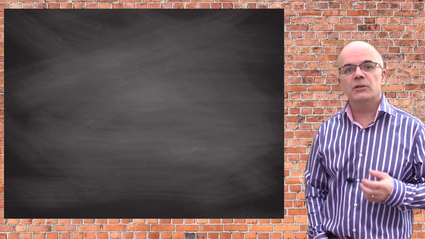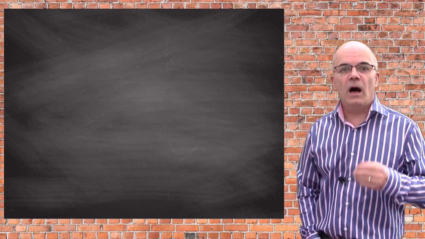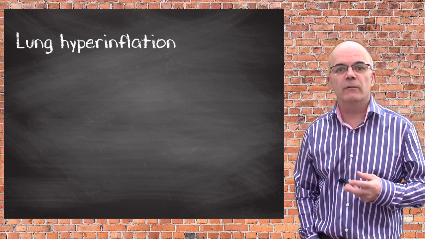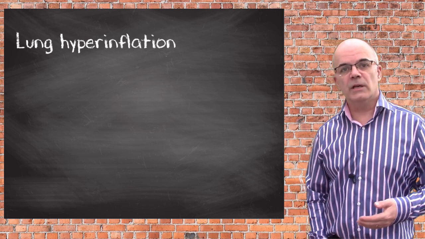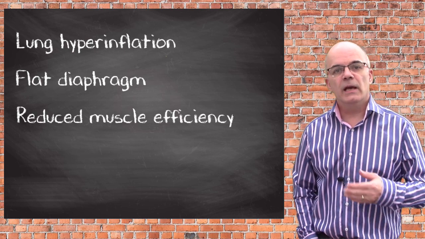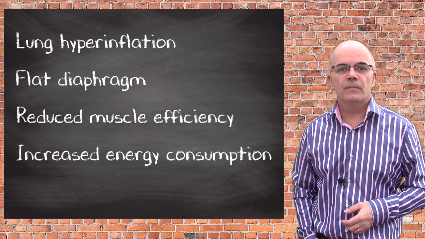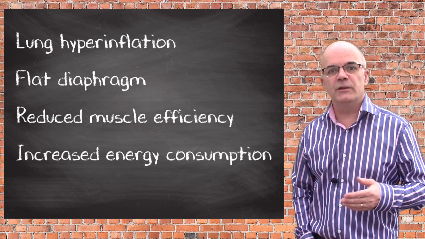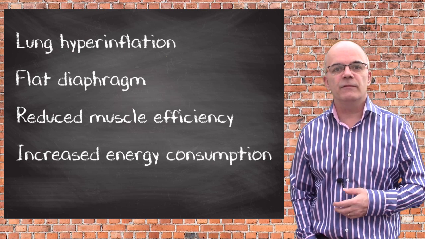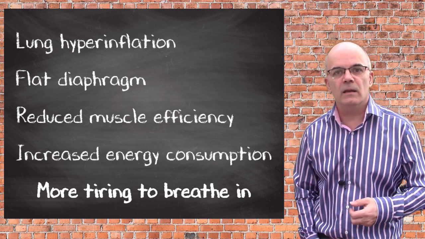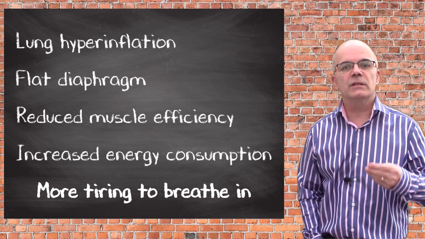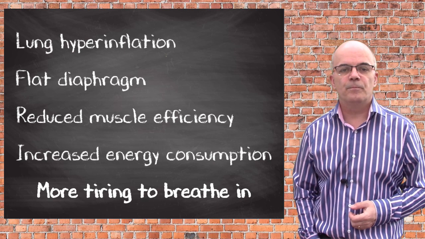In addition to ventilation perfusion differences, lung hyperinflation is a major factor in the pathogenesis of hypercapnic respiratory failure, being associated with a flat diaphragm and thereby diminishing muscle efficiency and increasing energy consumption. This reduced muscle efficiency will, in the long term, result in the patient finding it increasingly difficult and tiring to take a breath in. As a result, there is a reduced gas exchange, which increases the retention of carbon dioxide.